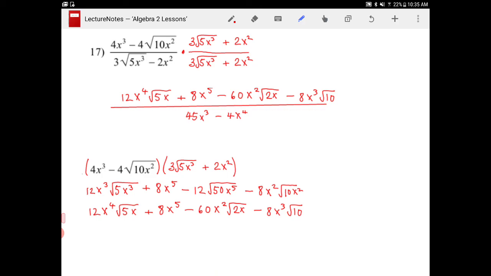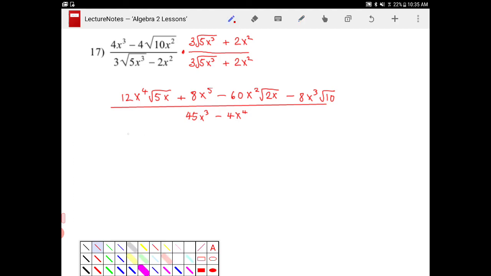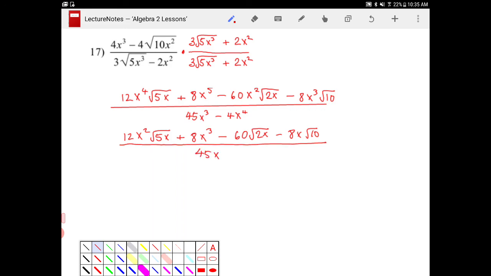Okay, so are there any things that I can factor out? Absolutely. Looks like I can factor out an x squared out of every term. So my final answer is going to be 12x squared radical 5x plus 8x to the third minus 60 radical 2x minus 8x radical 10, all over 45x minus 4x squared.